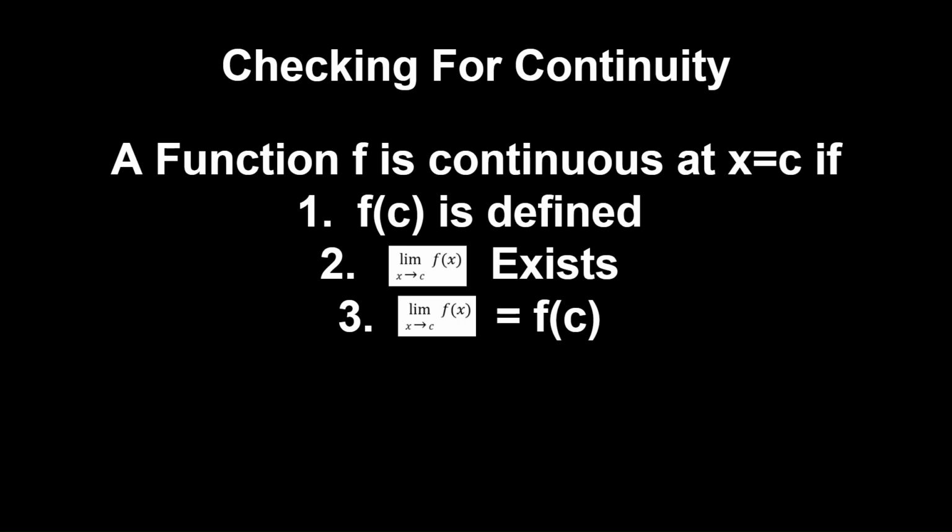Two, you have to check that the limit as x approaches c exists. So does the function approach that point? Is the point that the function is at the same as what the function approaches from the left and from the right side? And the third one is obviously just check if those two values are the same. And then you'll see, oh yeah, the function is continuous if they're the same.